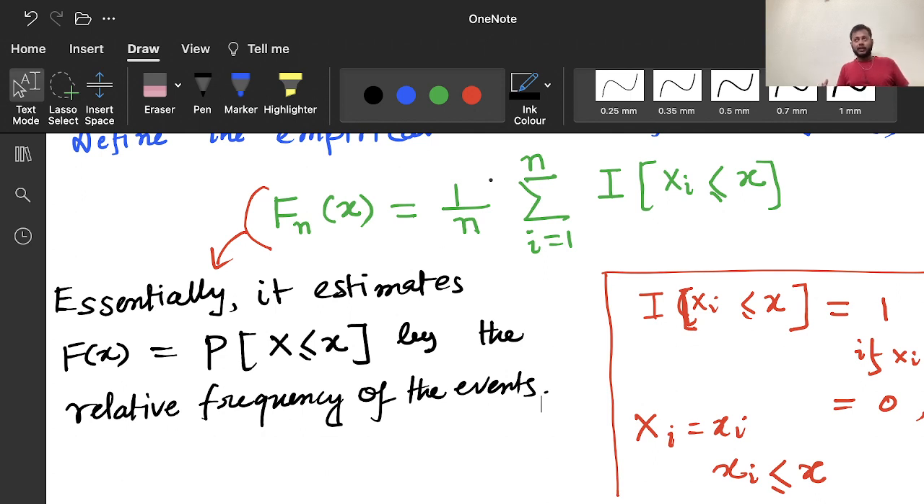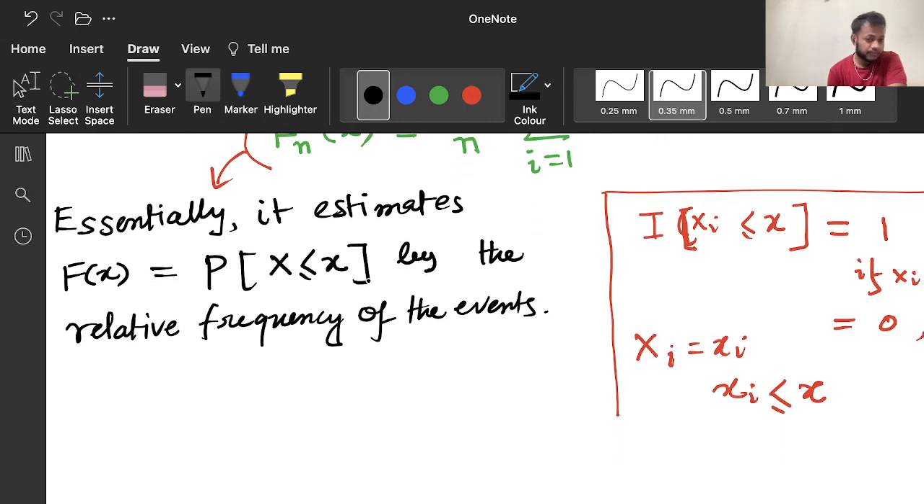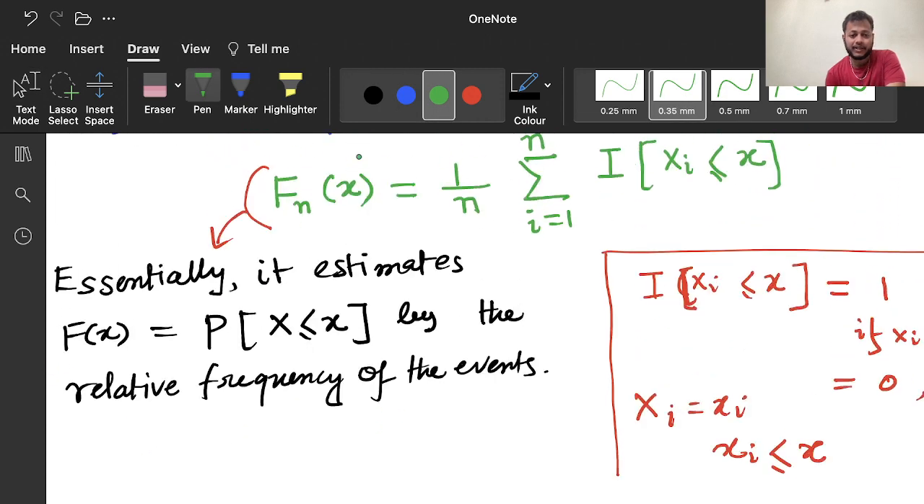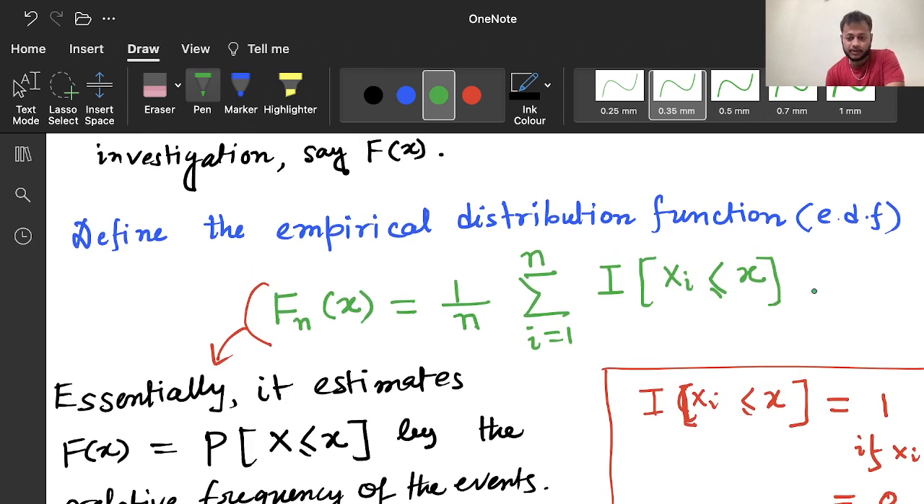So here we basically use the frequentist view of probability, or the objective view of probability. And as I have said, as we go through, we will also introduce the subjective approach to inference, that is Bayesian inference. So that's it. Now, we can define this empirical distribution function in this way, and there is another way to define it. Let's see that.